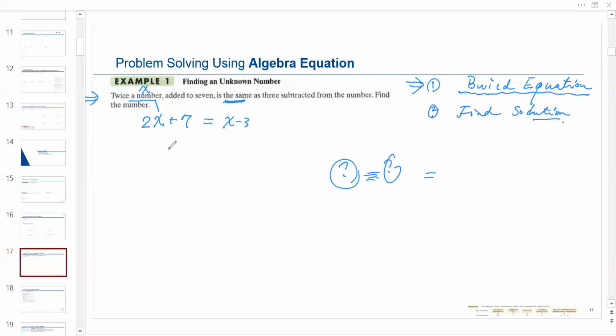So let's see, right? So we build the equation. Finding a solution is easier for us because we learned about equations before. Subtract x from both sides, subtract 7 from both sides. So the left part becomes x, right? What about the right part? Negative 10. So we find the solution. Easy. So the only thing we need is how to build this equation, right? All right, let's move on to the next.